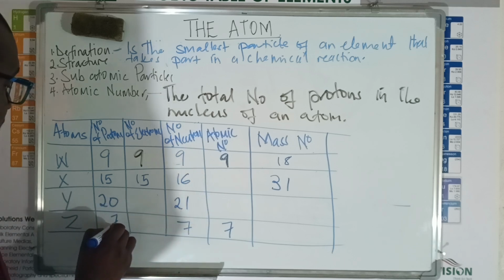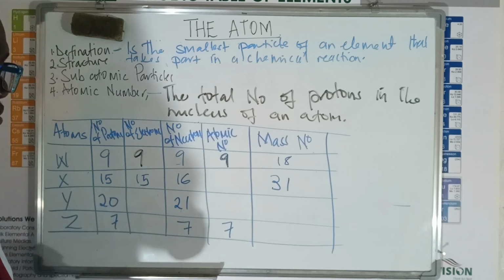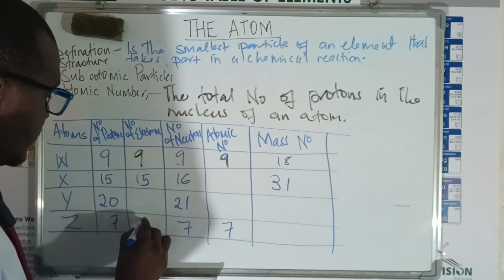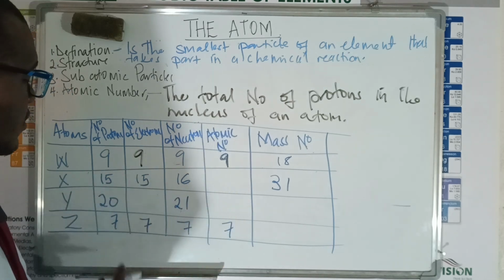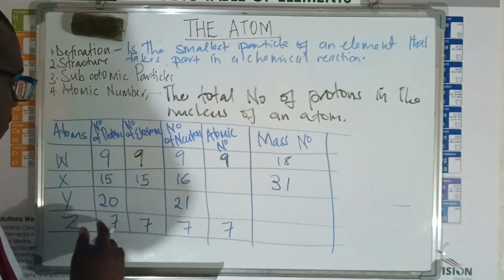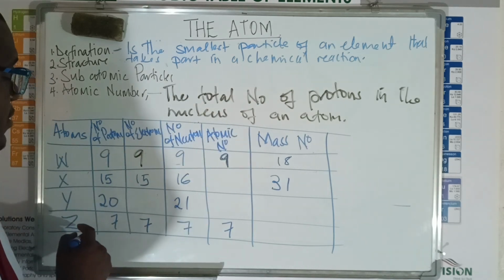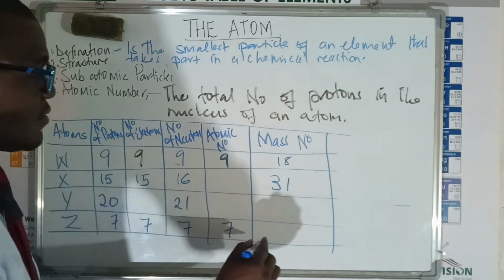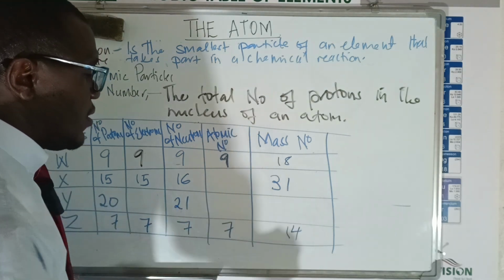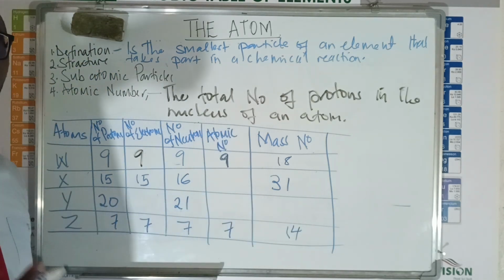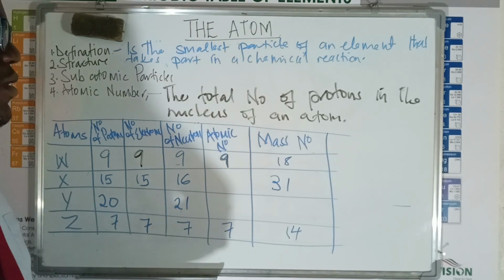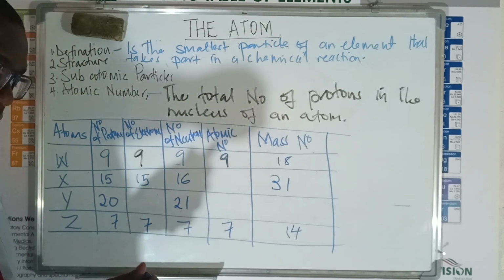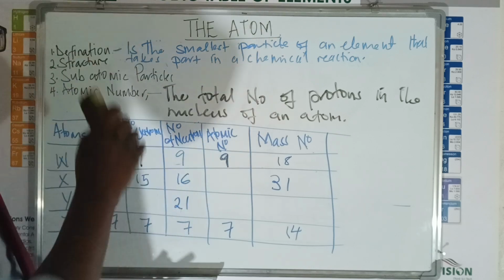Then we can jump to the last one. We have 7 protons. So definitely electrons are 7. And given the number of neutrons also are 7, the mass number of this particular atom Z will be 7 plus 7, which is 14. Then we have this Y. You can work it out and give your answer in the comment section.